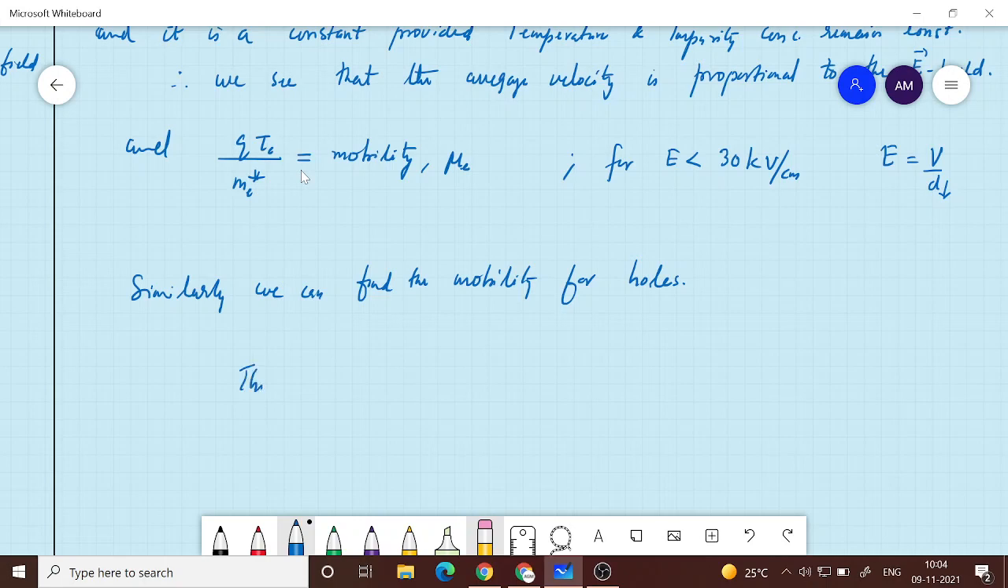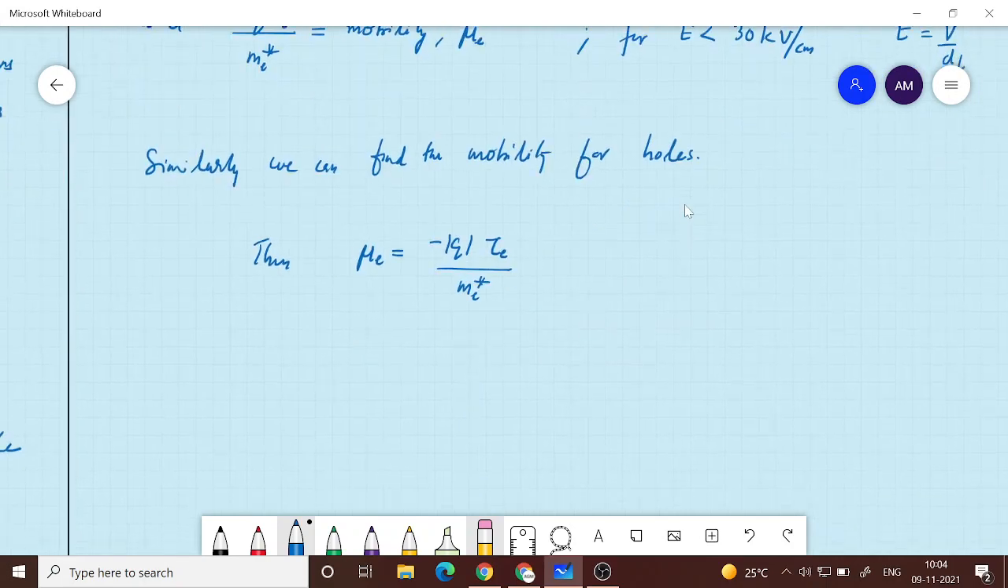So thus mu_e, I can write it as, if I put modulus and a minus sign here, then tau_e E by m star. So this is for electrons. Then mu for holes, so let me put h here, mobility for holes, and that is going to be modulus Q tau_h divided by effective mass.